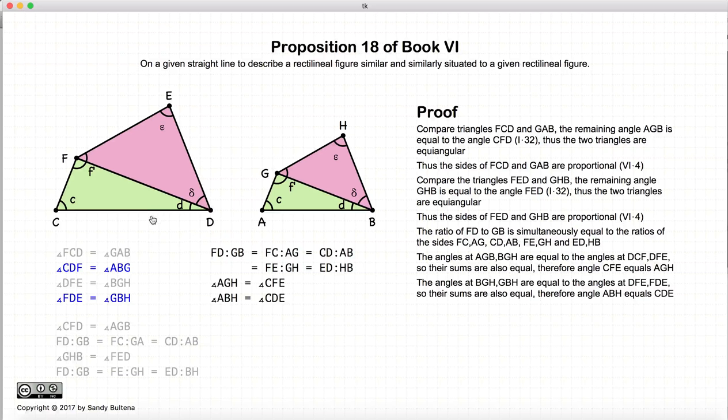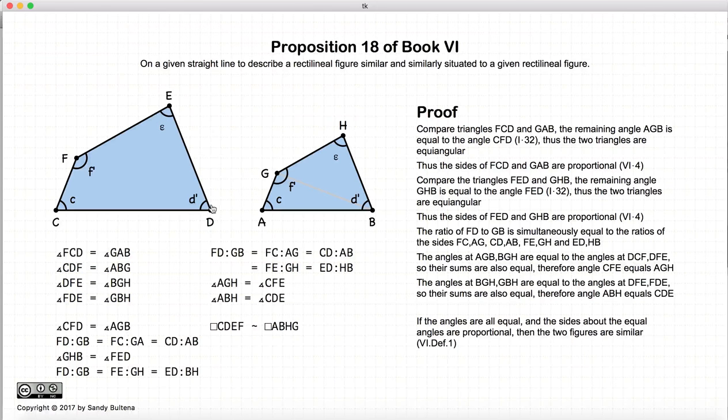Likewise, if we look at the angles, CDF is equal to ABG, etc. So D and delta, D and delta, the sum of these two angles will be equal to the sum of these two angles. So CDE is equal to ABH. So this angle is now equal to this angle.